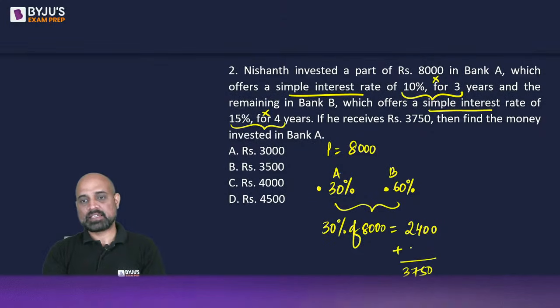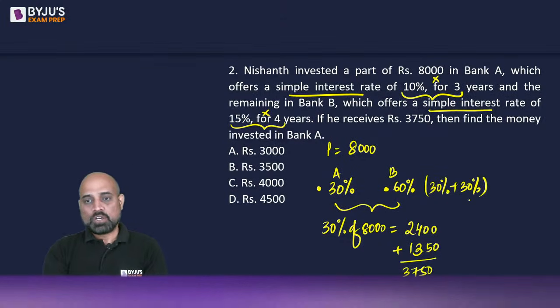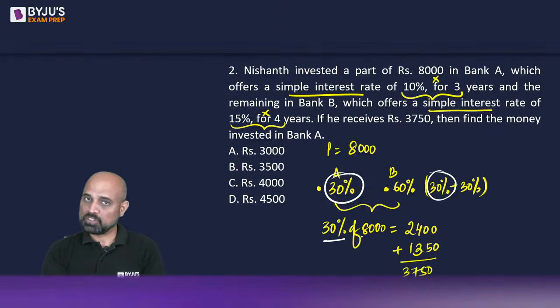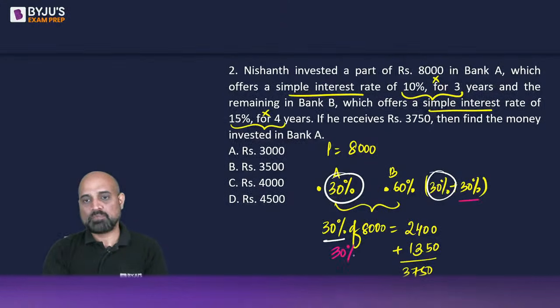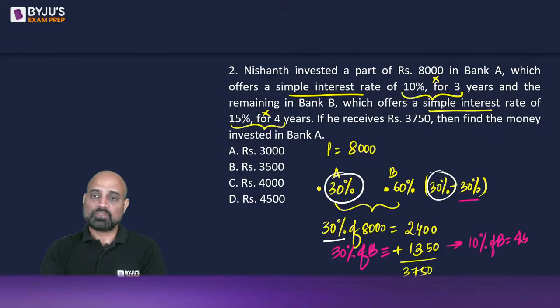That means he is going to receive 1,350 extra. Now this 1,350 is going to be that additional 30%. So 60% is 30% plus 30%. So what we have done is we have included 30% from both parts and said that 30% should be there. Now that extra part of 30% of the amount B is going to be 1,350. If 30% of amount B is 1,350, so 10% of B is going to be 450. So B is going to be 4,500.